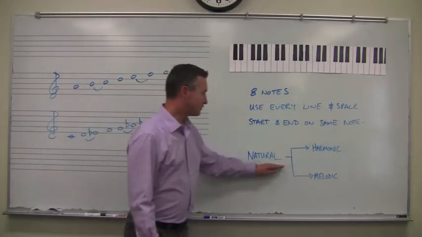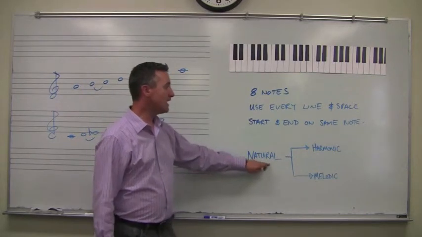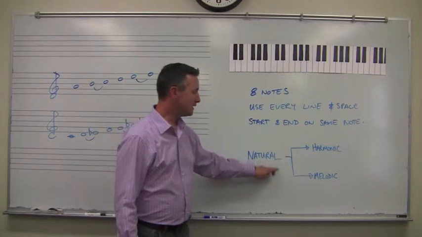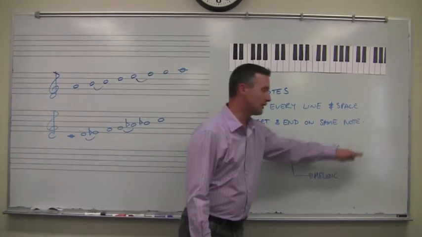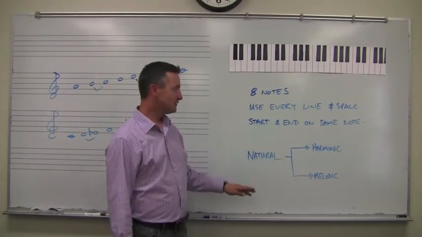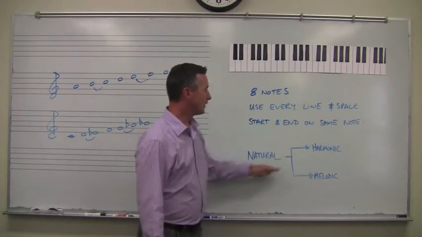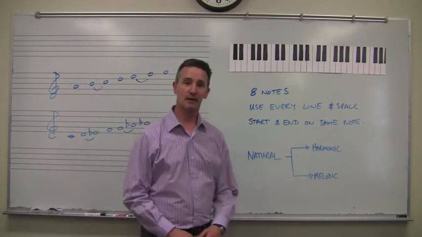Always start with the natural scale. Write out the natural scale and then make a change to go to the harmonic, or from the natural make a change to go to the melodic. Don't try to go from natural to harmonic to melodic, or from natural to melodic to harmonic. That just gets messy. Start with the natural and then make a change to go to the harmonic, or make a change to go to the melodic. And I'm going to tell you what the changes are that you need to make.